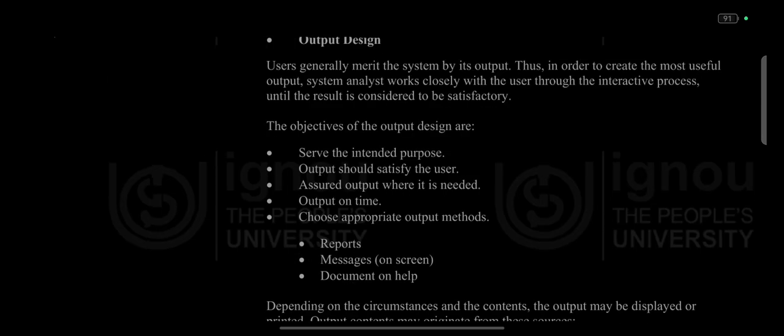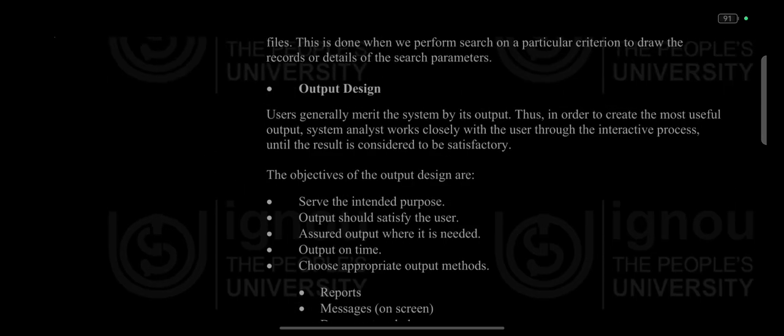Details of the retrieval system. This is a reference to the stored data that can be quickly retrieved from the system files. This is done when we perform a search on a particular criterion to draw the records or details of the search parameters.